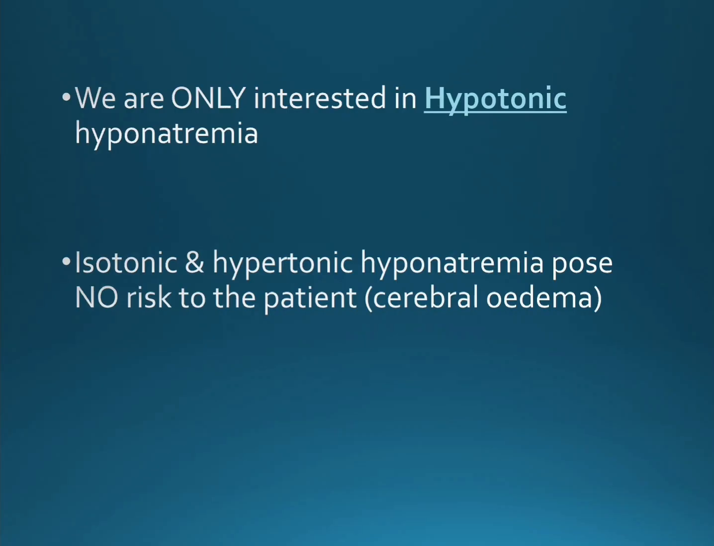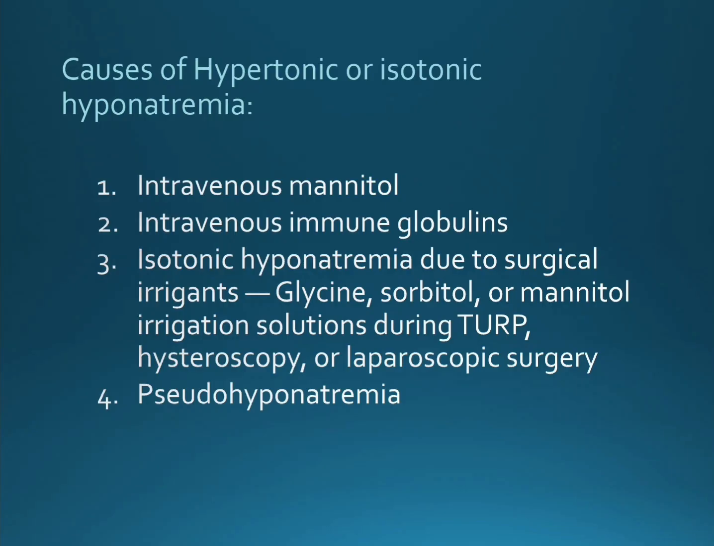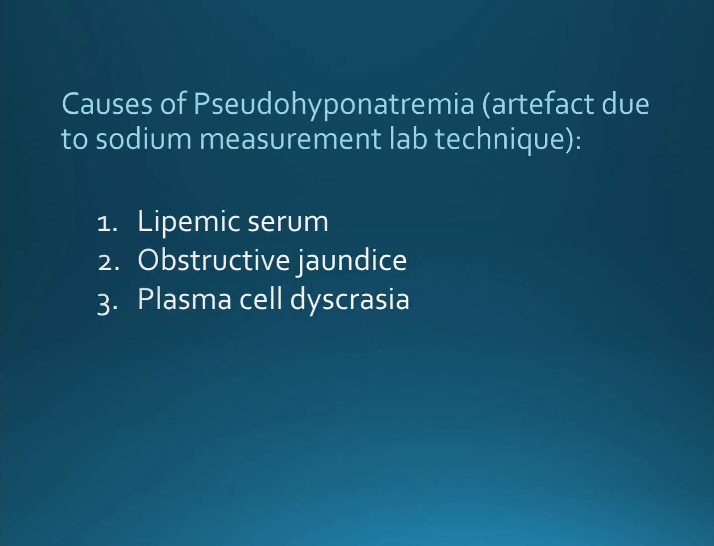So let's go through the causes of hypertonic and isotonic hyponatremia. Intravenous mannitol, IVIGs, surgical irrigants like glycine, sorbitol, or mannitol irrigation solutions that are used during TURP, hysteroscopy, or laparoscopic surgery. Pseudohyponatremia is one of the causes as well. What's the cause of pseudohyponatremia? It's an artifact due to sodium measurement lab technique, and we see it in lipemic serum, obstructive jaundice, and plasma cell dyscrasia.